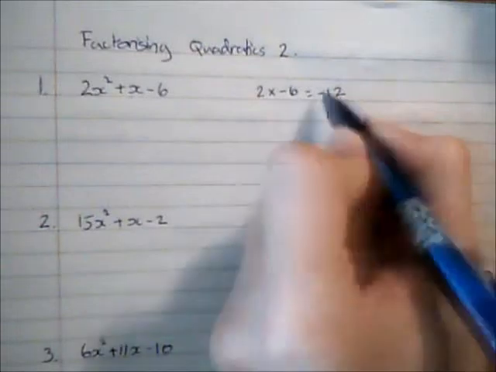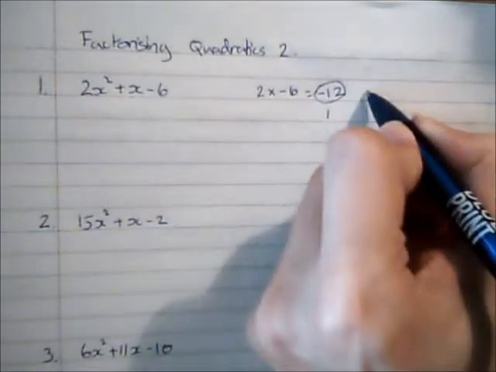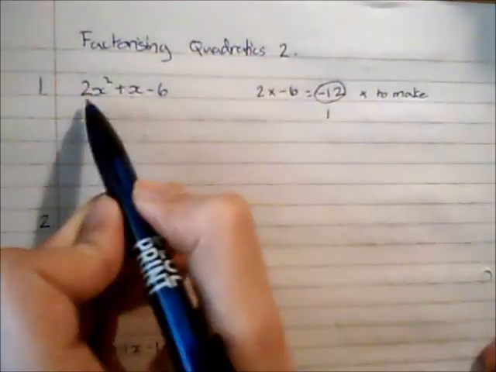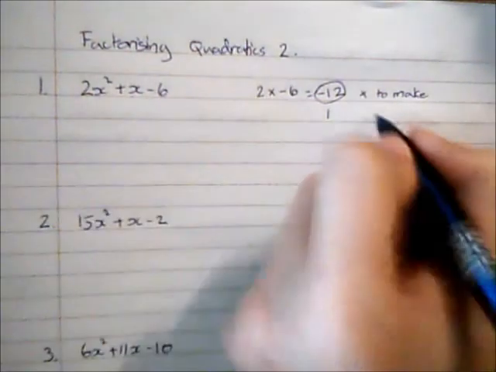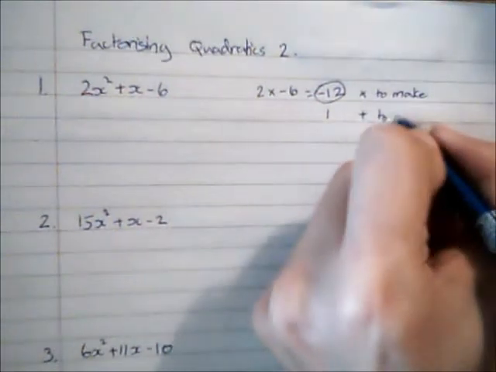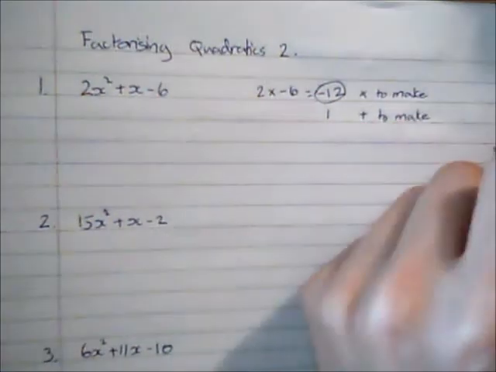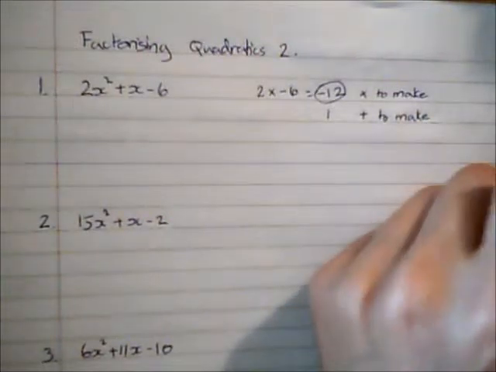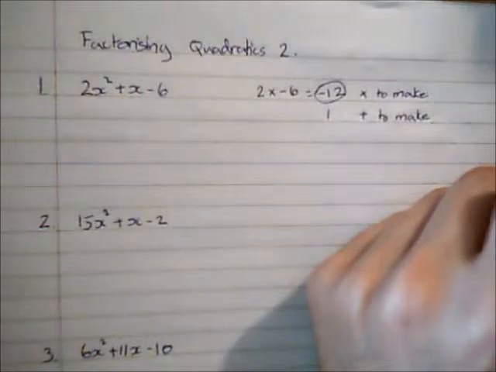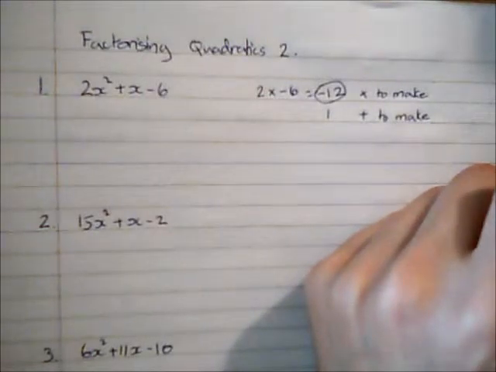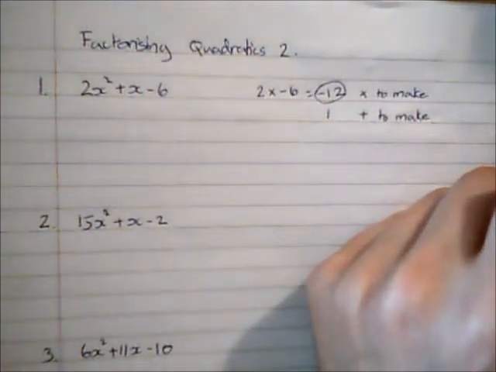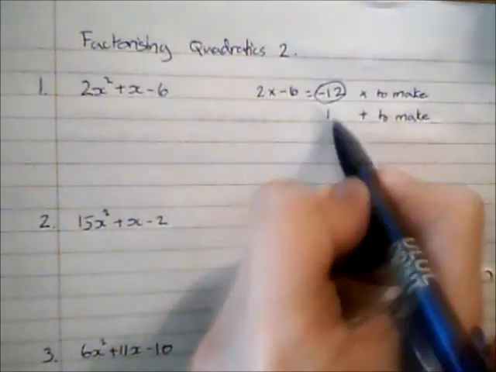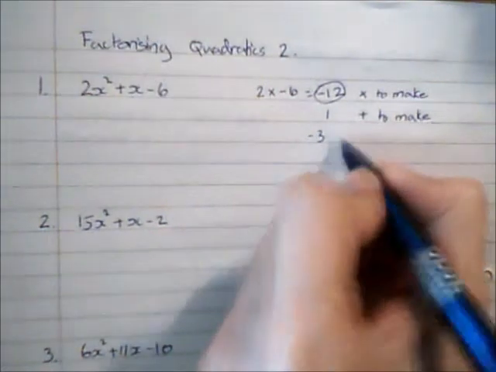What I need is two numbers that multiply to make the product of the coefficient of x squared and the number term, and add to make the coefficient of x. So what numbers will multiply to make negative 12? Well, 6 and negative 2, 2 and negative 6, 1 and negative 12, 12 and negative 1, negative 4 and 3, and negative 3 and 4. Which one is the right one? Well, I need to make 1, so that has to be negative 3 and 4.